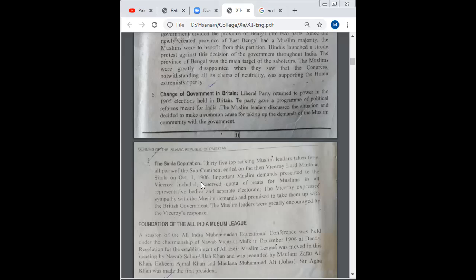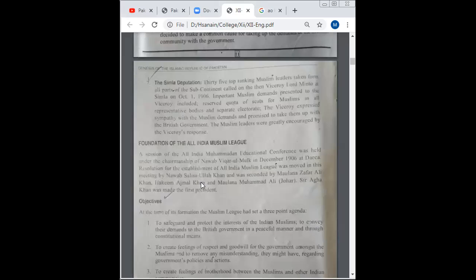And the final reason, which is stated in the textbook of the National Book Foundation, HSSC2, is the Shimla Deputation. 35 top-ranking Muslim leaders from across the subcontinent met the Viceroy, Lord Minto, and that sitting was held on October 1st, 1906.